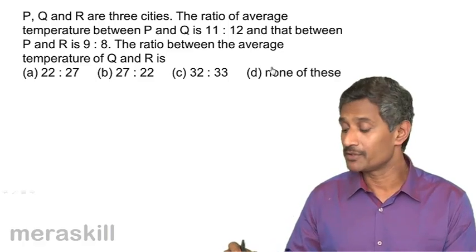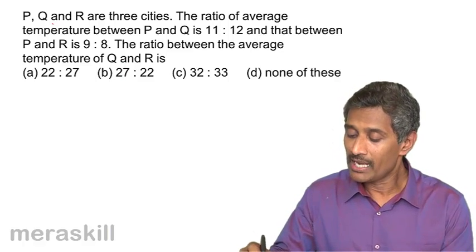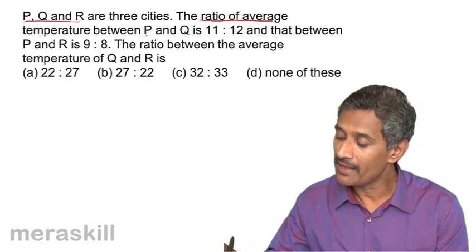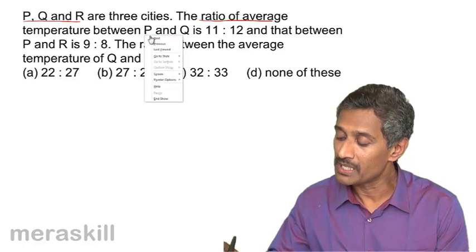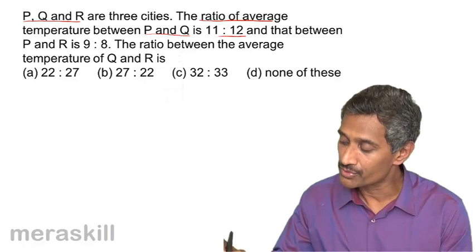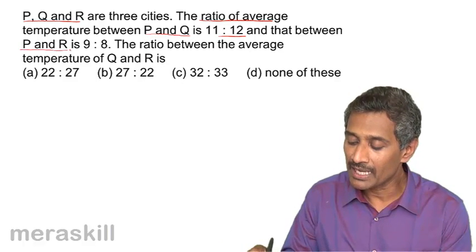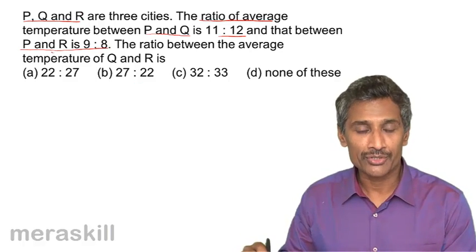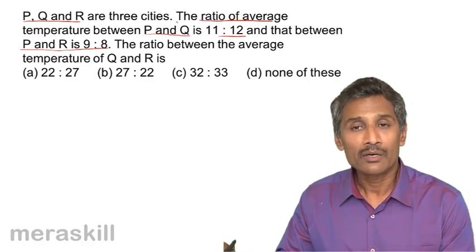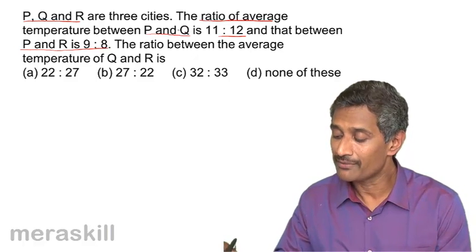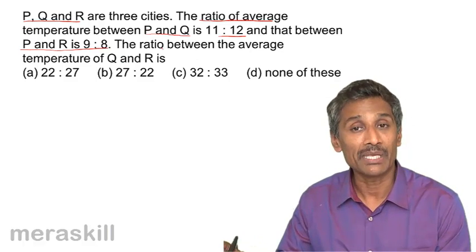Okay, here we have a new concept. We have P, Q and R, 3 cities. The ratio of average temperature between P and Q is 11 is to 12, and that between P and R is 9 is to 8. So basically, this is a continued ratio, but it's broken up into 2 ratios of 2 terms each. But both the ratios have a common term, which is P in this case.